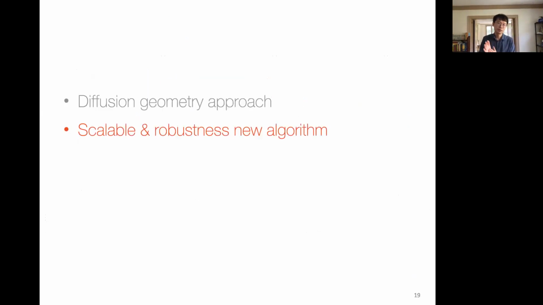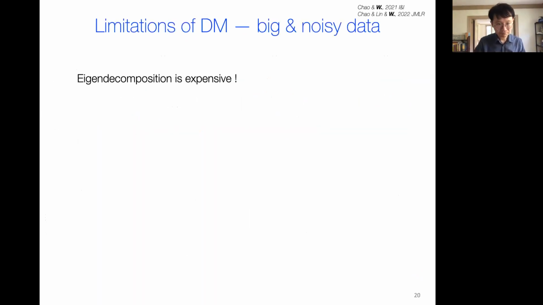Okay, so now we can proceed to the second part. The second part is a scalable and robust new algorithm. So let's have a quick look at the limitations of diffusion map. The main limitations are, first, big data. If data is big, then you have troubles.